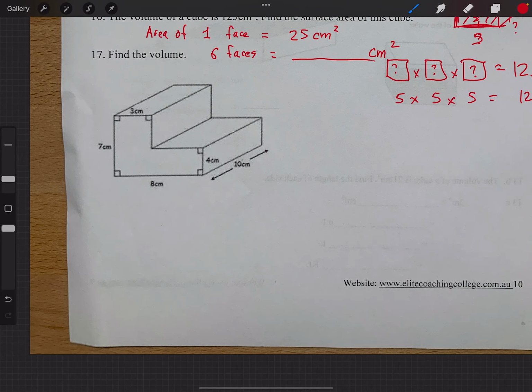Question 17. Find the volume. To find the volume, you can divide it into 2 pieces, find the volume of the first piece, then the volume of the second piece, and add them together. Or another way is to find the cross-section area, shown here. Find the area of this and then multiply by how much we're stacking it across, and that'll be 10. So find the cross-section area, then multiply by 10. I'll leave that for you to do.